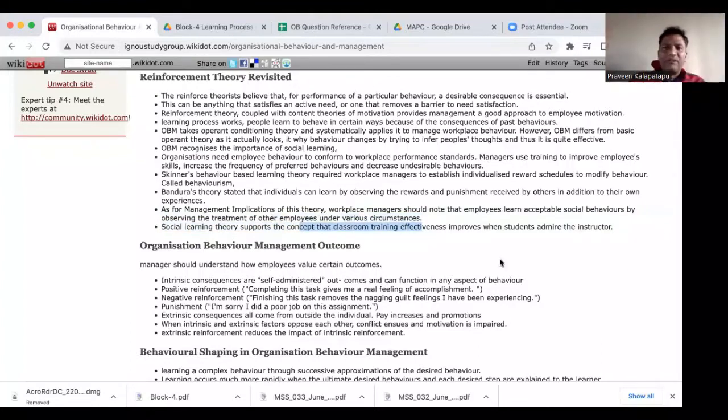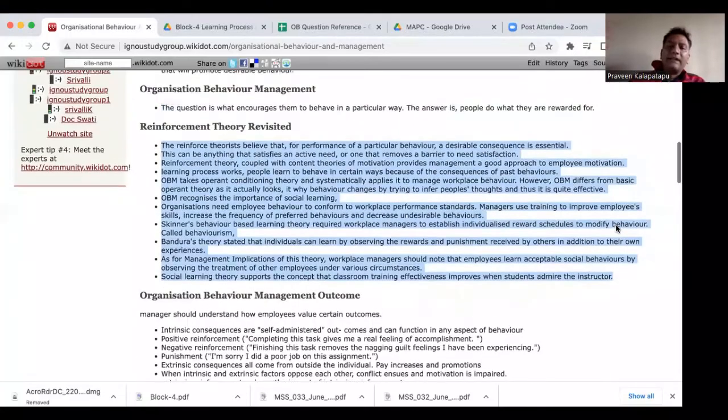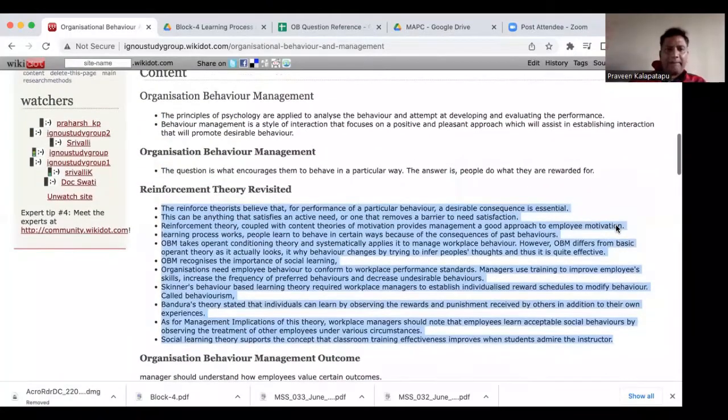They give examples, they show examples, they talk about case studies, they ask people to enact certain things. So they use all these concepts so that they have a better learning. So net to net, the entire reinforcement theory is revisited, exactly what was there in the previous chapter.